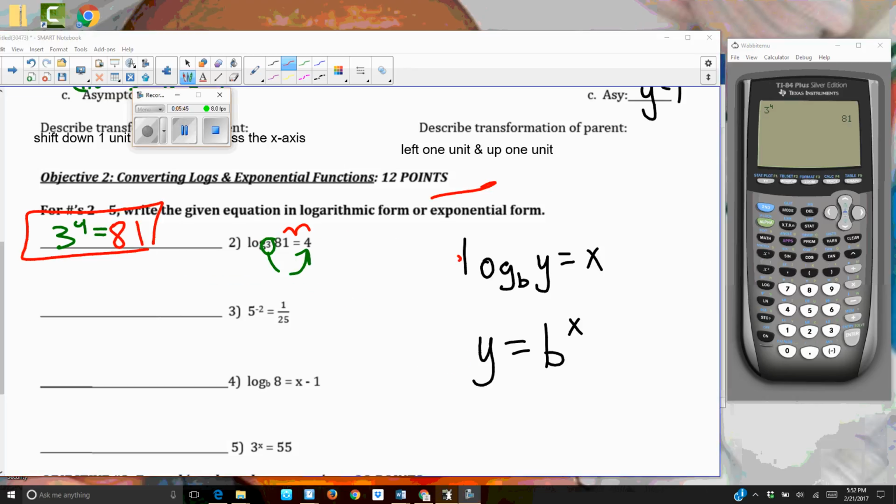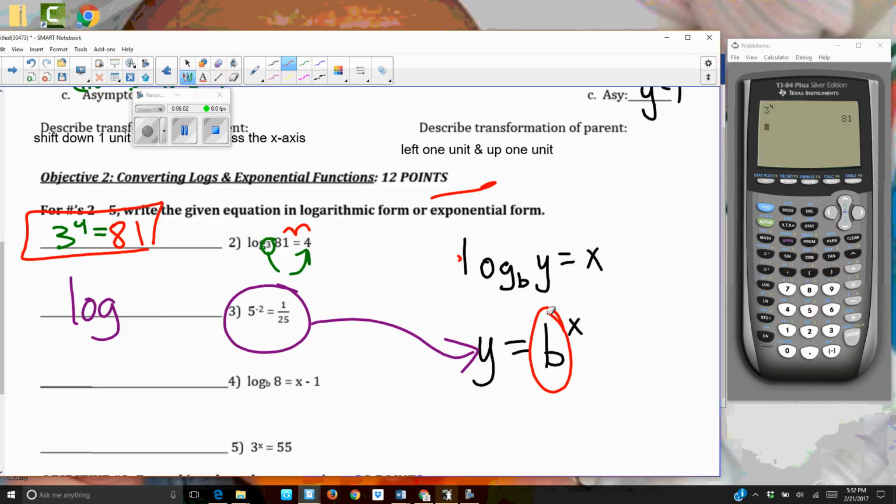Number 3 is there's no log in the problem, so that must mean number 3 is in exponential form. So this problem is in this form. So that means our goal is to convert it to log form. Well, the base, as you can see, is the number that's always being raised to some power. So look in this problem, you see 5 is the number that's being raised to a power. So 5 is your base, just written as a subscript there. So log base 5.